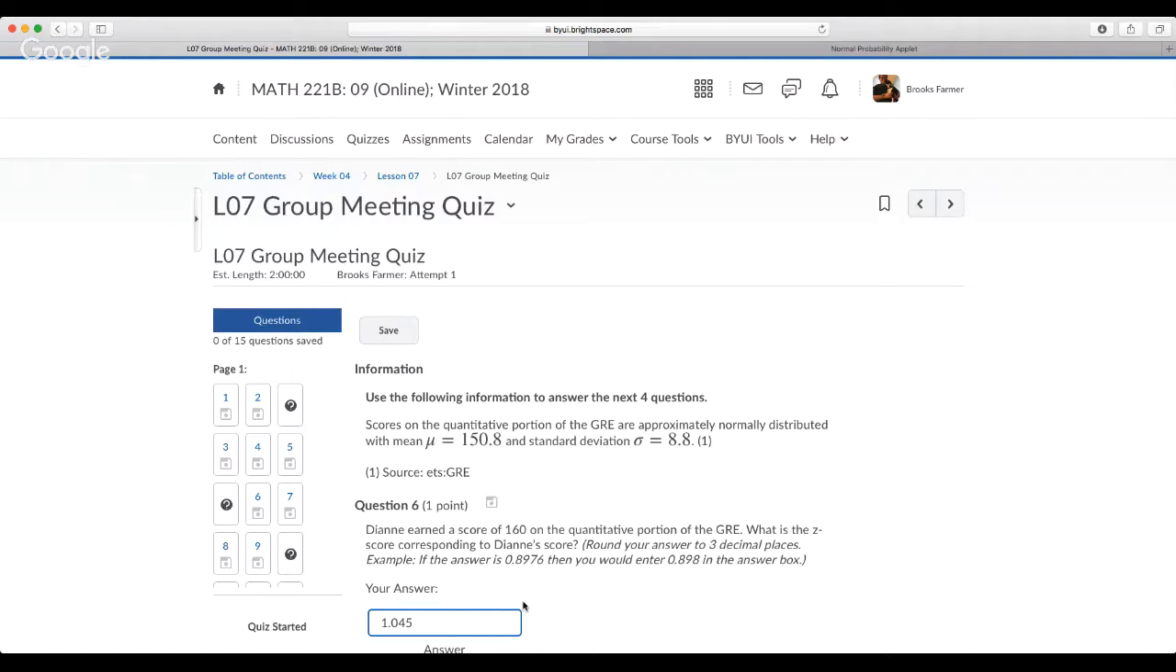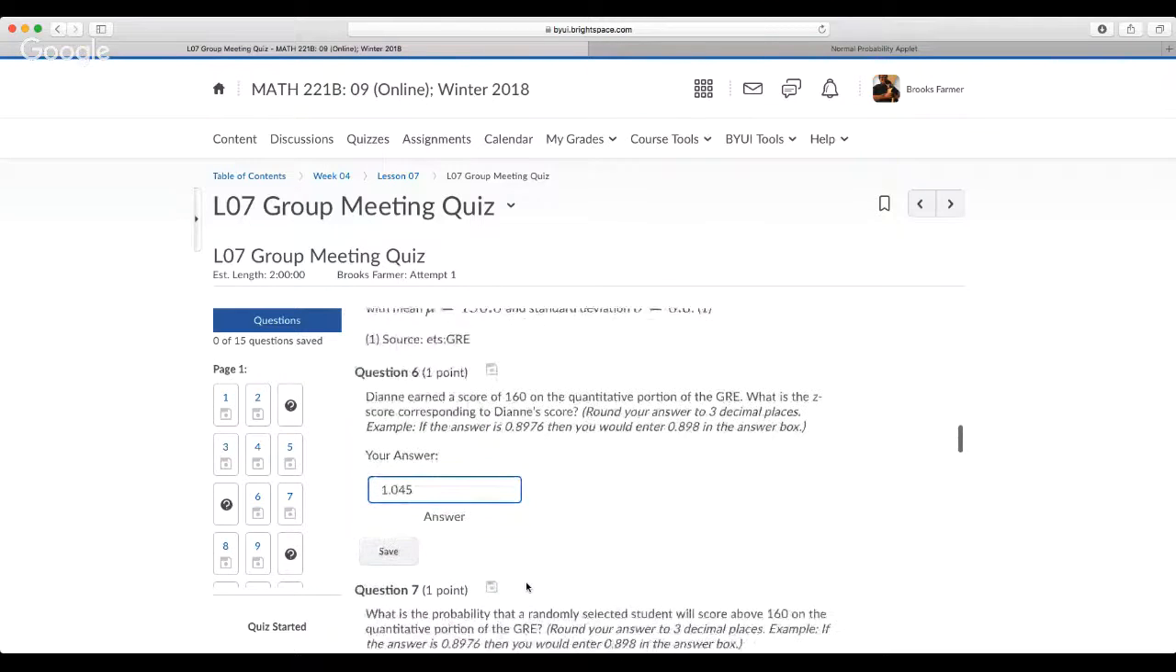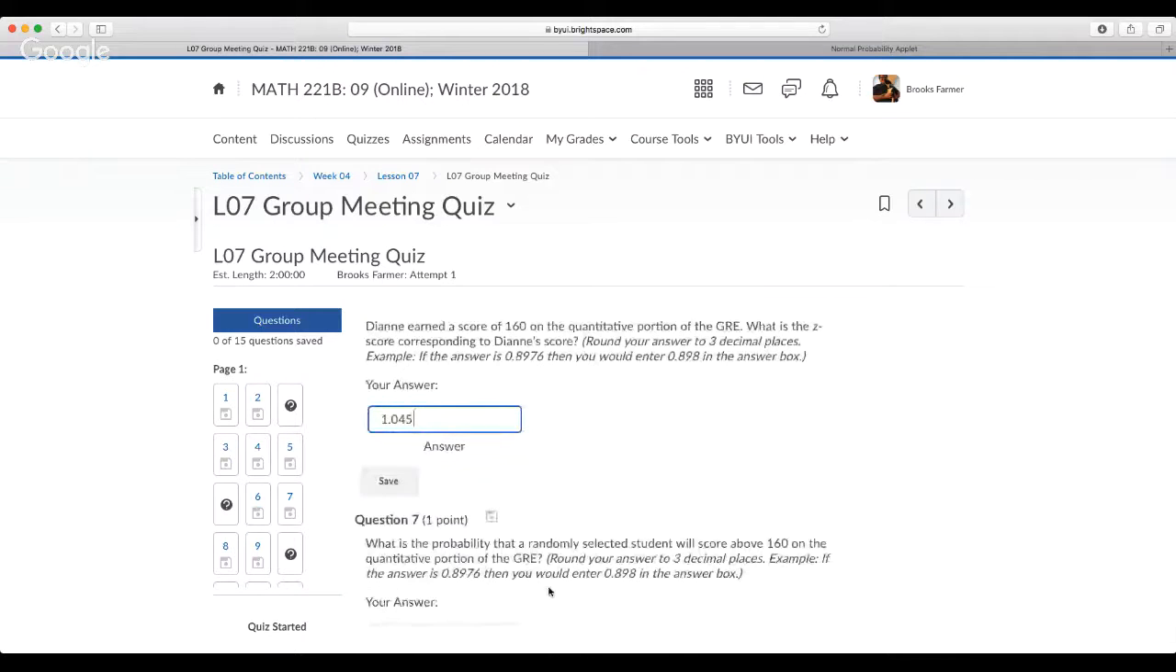All right, so FYI, this is just a regular z-score formula, the standard deviation, no square root, because it's not a sample. We ready to talk about the answer? Not yet. All right. You're good. I got 1.045. Yeah, that's what I got. Yep. All right. Perfect. All right, then question 7.